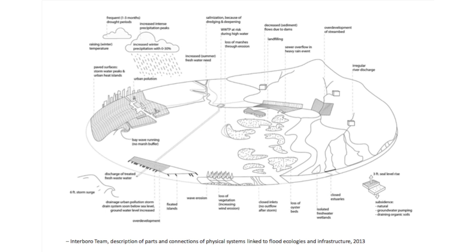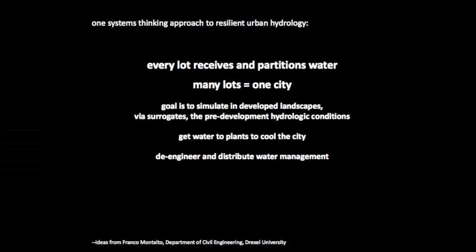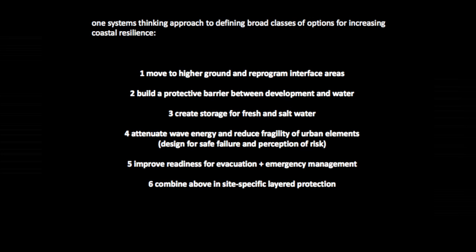This drawing by Interborough is a way of describing the parts and connections of physical systems that are related to flood ecologies and infrastructure. So this is one way of thinking about systems. This is another. We can use systems thinking to articulate a thesis. So this is really the thesis that underlies the city of Philadelphia's quite revolutionary plan for distributing management of stormwater, but it's very simple.